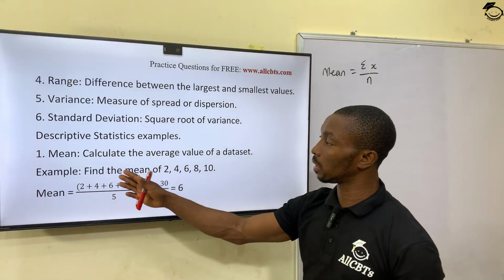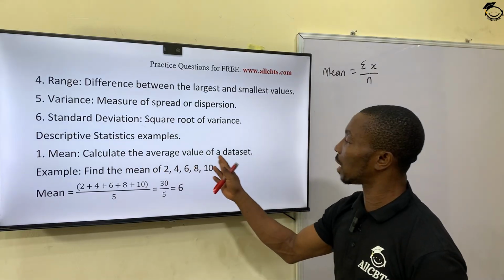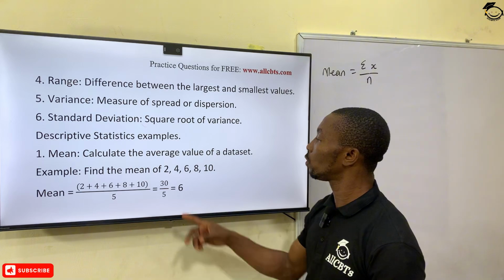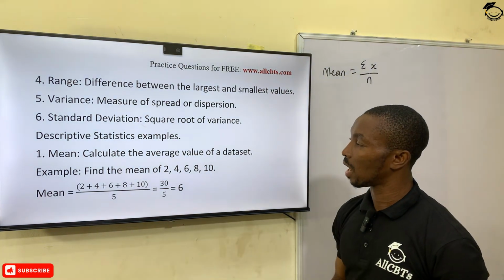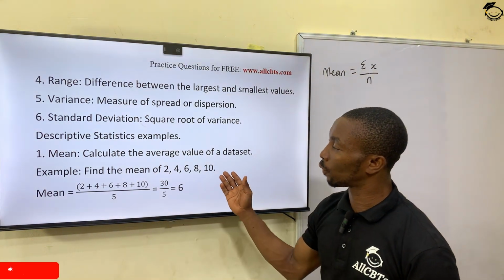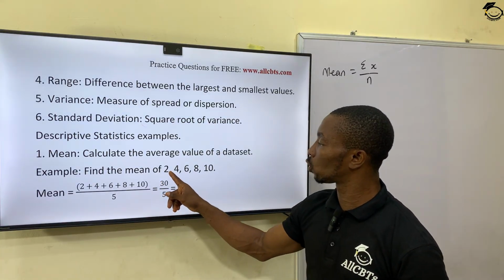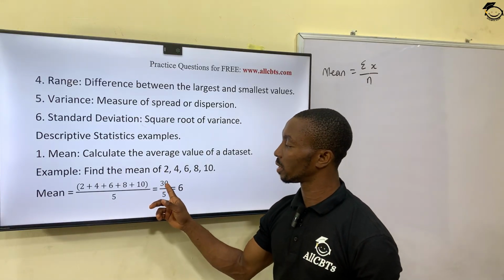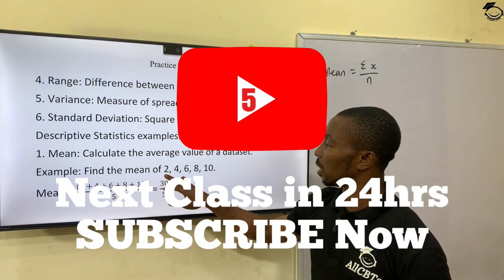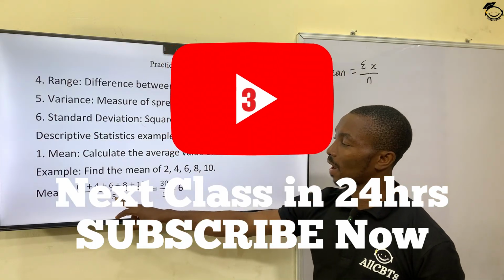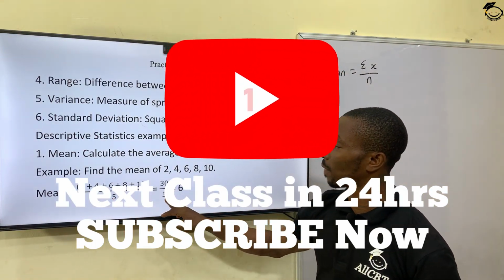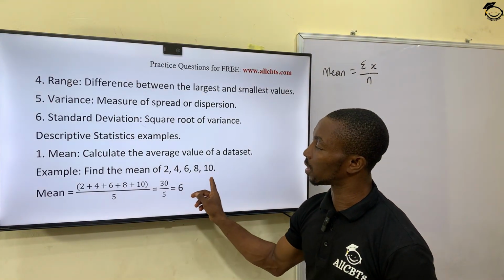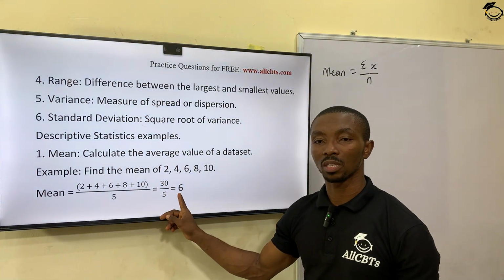Now, descriptive examples. For our mean, calculate the average value of the set of data. We have 2, 4, 6, 8, 10 as our set of data. To find the mean, we sum up 2 plus 4 plus 6 plus 8 plus 10, which gives us 30. How many numbers? 1, 2, 3, 4, 5. 5 numbers. So 30 divided by 5 gives us 6. That means the mean of this set of data is 6.